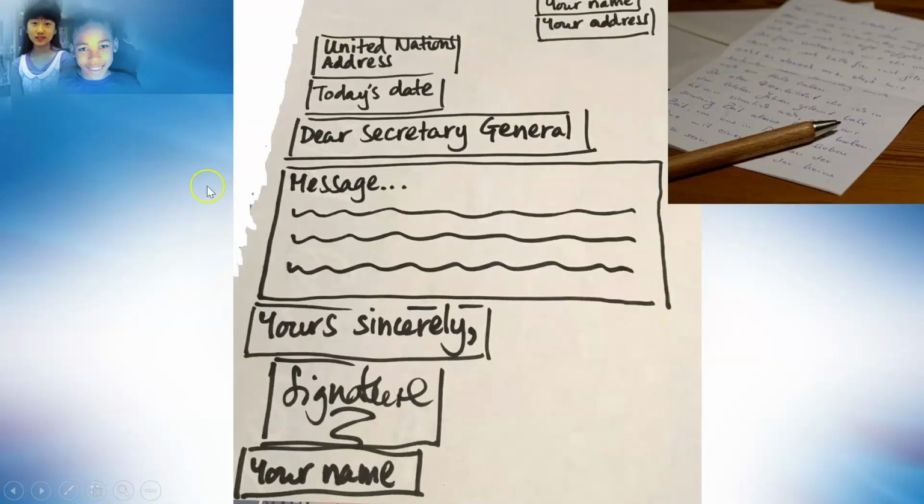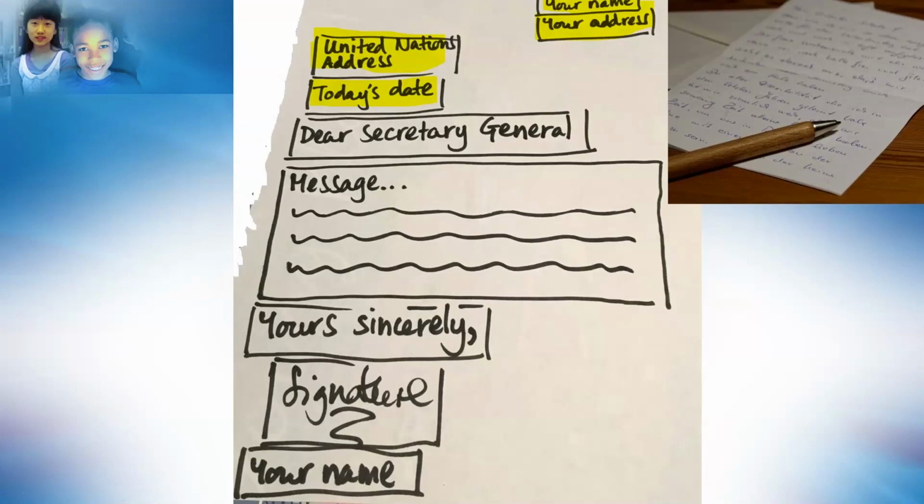So here is an overview of a letter. The first thing that you would do at the top right-hand side of your letter is write your name. Underneath your name, you would write your address where you live. Then on the left-hand side, underneath your address, you would write the United Nations address because we are writing to the United Nations. Underneath that, you would put today's date.